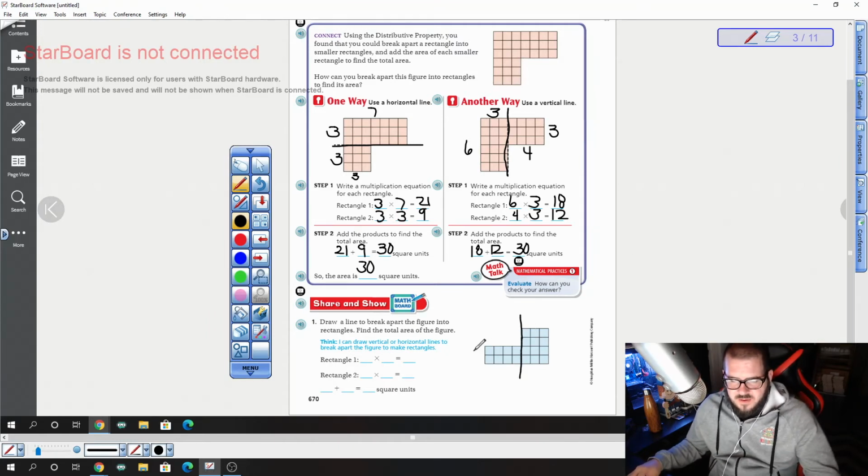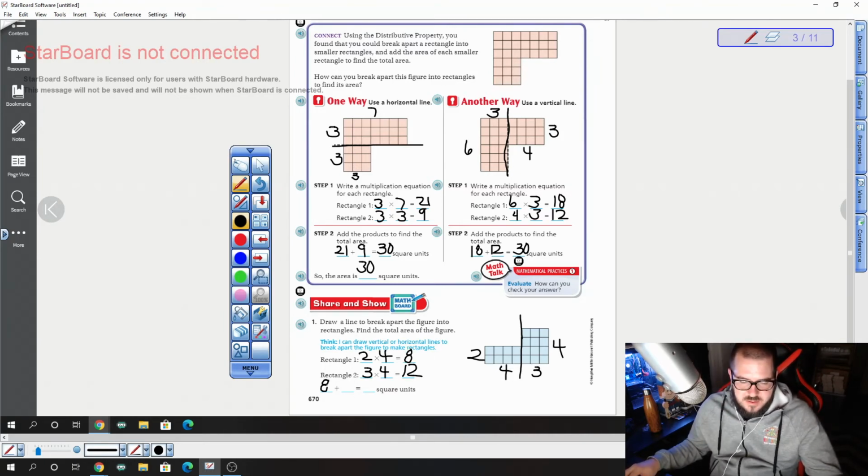I'm going to go ahead and look at my shape. I have 2 for this width, 4 for the length, 1, 2, 3, 4. And this shape I have 1, 2, 3 for the length, and 1, 2, 3, 4 for the width. I'm going to multiply those together. We have 2 times 4 for the first shape, and 3 times 4 for the second shape. 2 times 4 is 8, and 3 times 4 is 12. We're going to add those products together. 8 plus 12, and we'll get an answer of 20 square units.